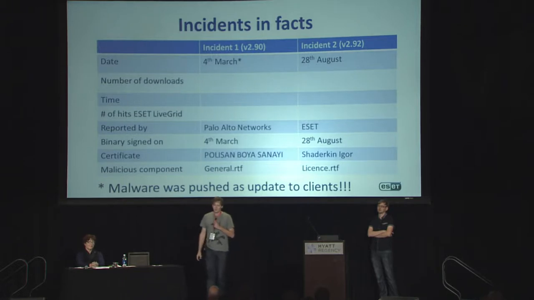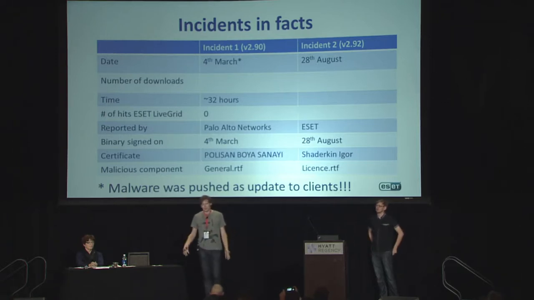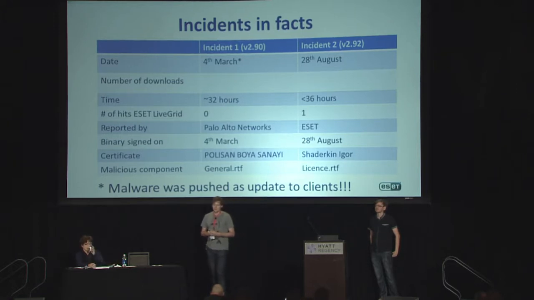The first incident was reported by Palo Alto Networks. From their report, we know the time of availability. It was 32 hours, approximately. At that time, actually, no hit with ESET LiveGrid for various reasons. How actually did ESET learn about the incident in the second case? Thanks to one special heuristic detection that hit one infected victim on the very first day, the same day when the binary was signed.